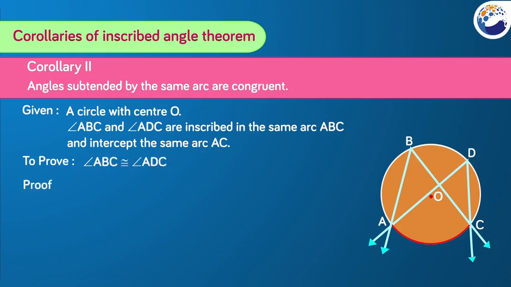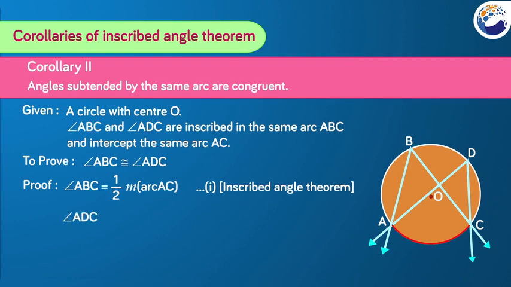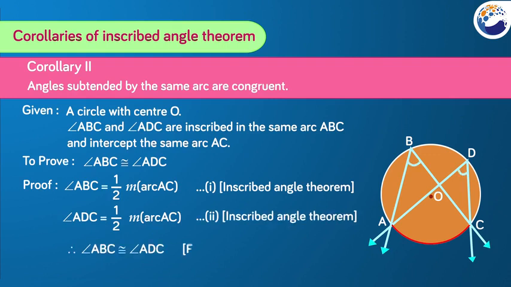Proof. Angle ABC is equal to half the measure of arc AC. Equation 1. Inscribed angle theorem. Angle ADC is equal to half the measure of arc AC. Equation 2. Inscribed angle theorem. Therefore, angle ABC is congruent to angle ADC from equation 1 and 2.